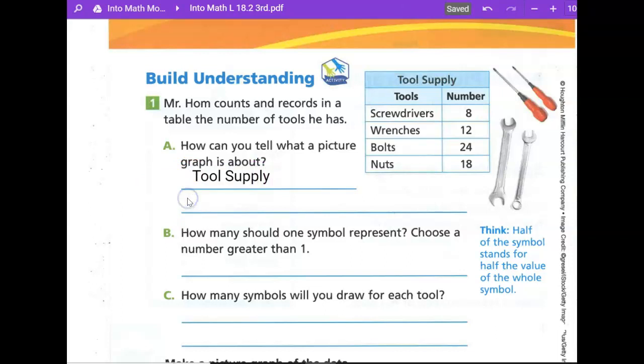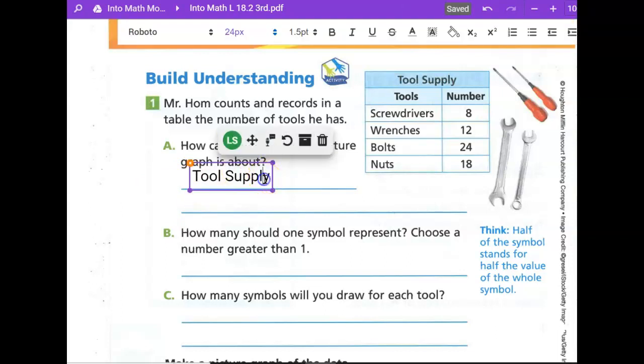And we can also look, whoops, I typed the wrong thing there. We're going to look at the title. And we can look at the categories.